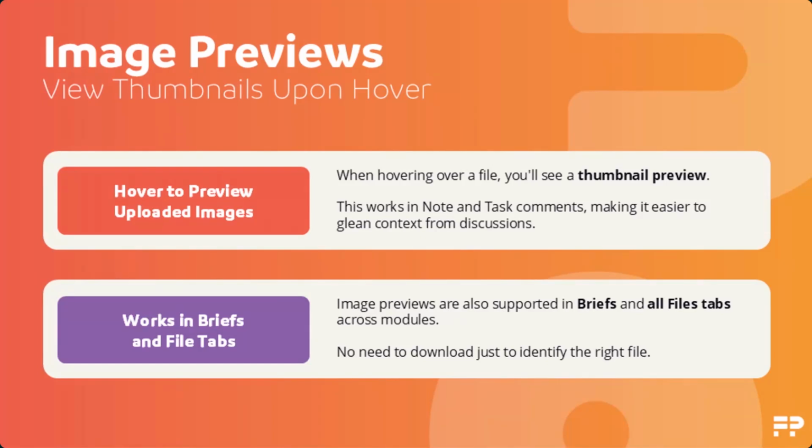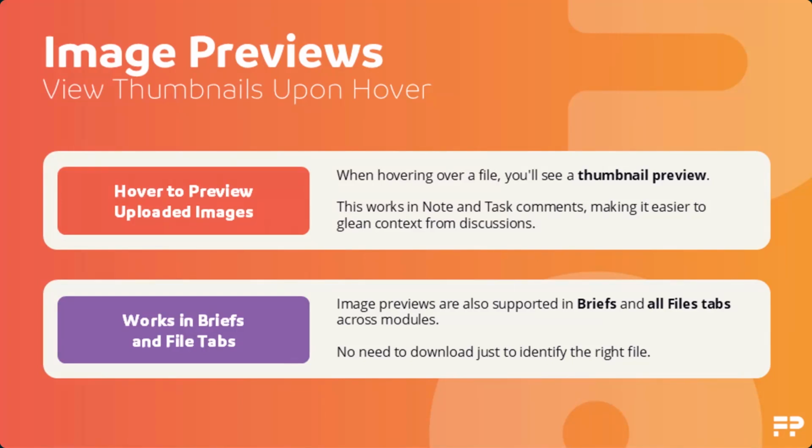And next up, let's talk about something small but very useful, which is image previews. Now, we've all experienced the frustration of having to open up an image in a new tab or having to download an image just to see what it is. And if you're reviewing dozens of files, say from briefs or note or file or task comments, those clicks can add up. So with this release, when you hover over an image file name anywhere in Function Point, whether it's on the brief, the file tab, or perhaps most usefully from a task or a note comment, you'll see a thumbnail preview without having to click or download.